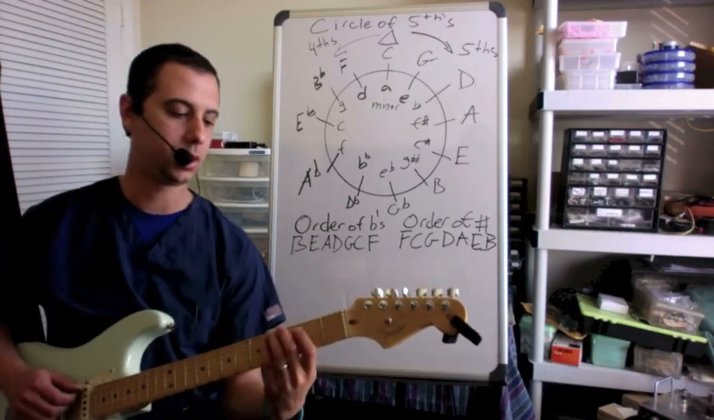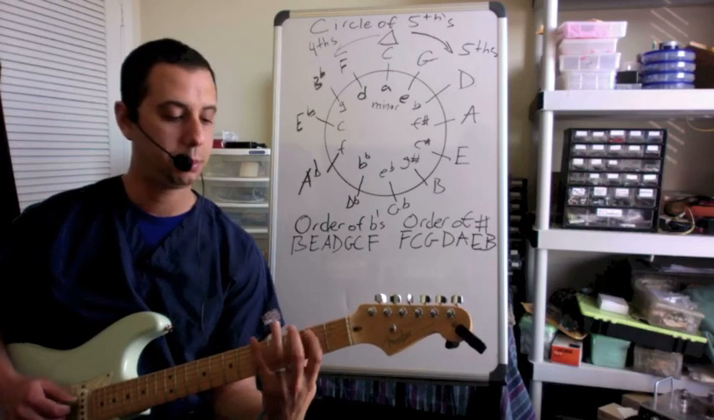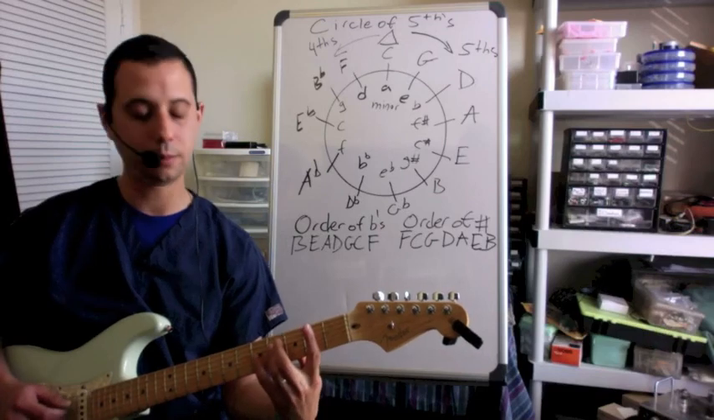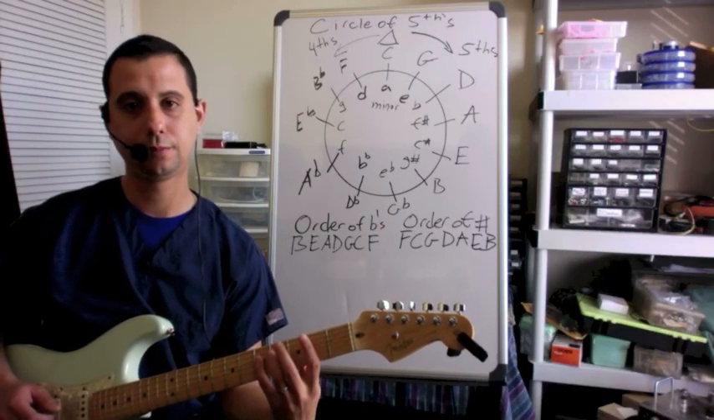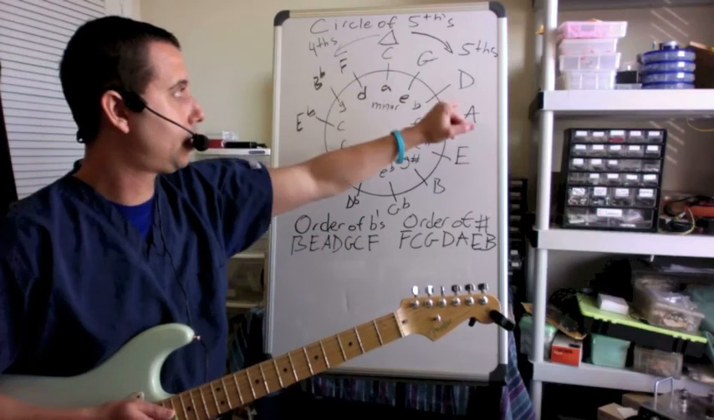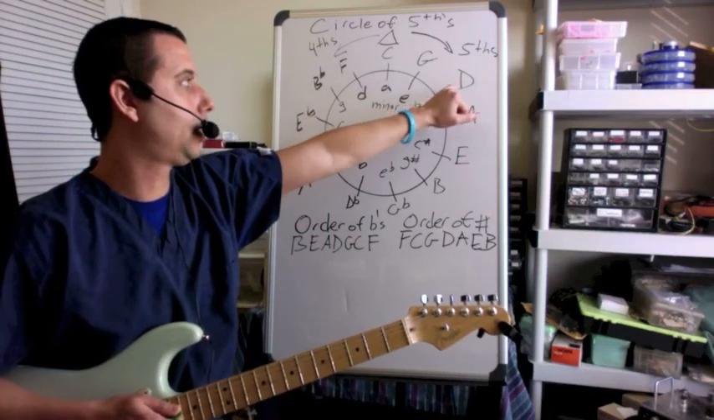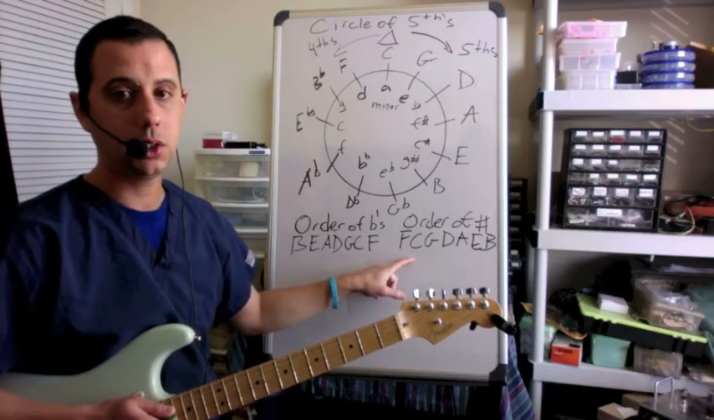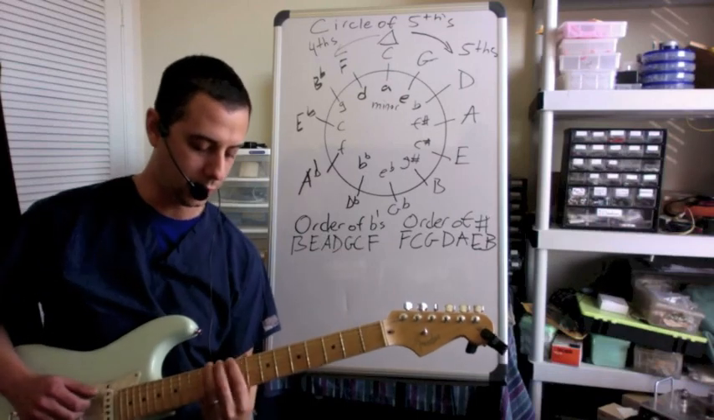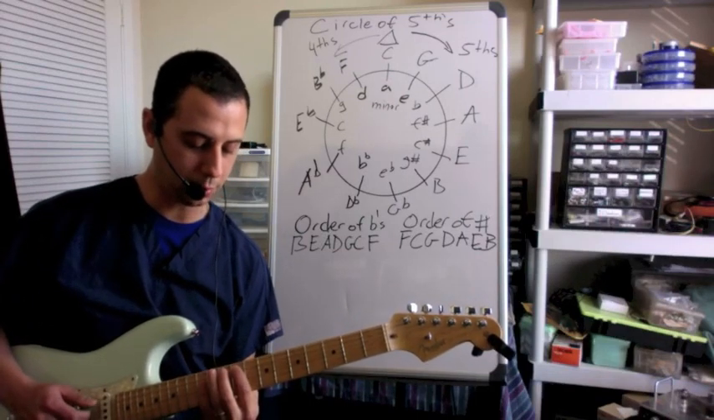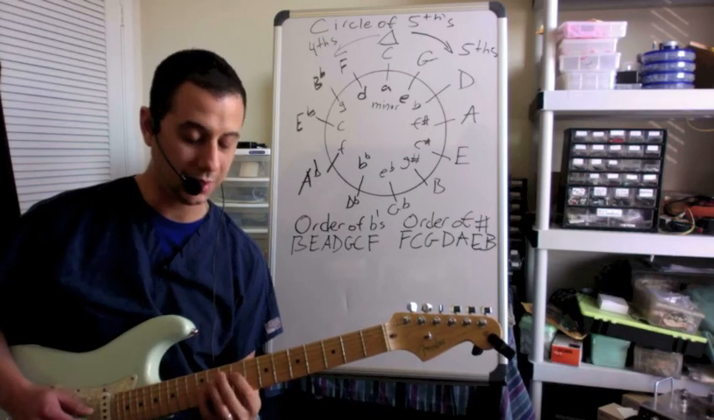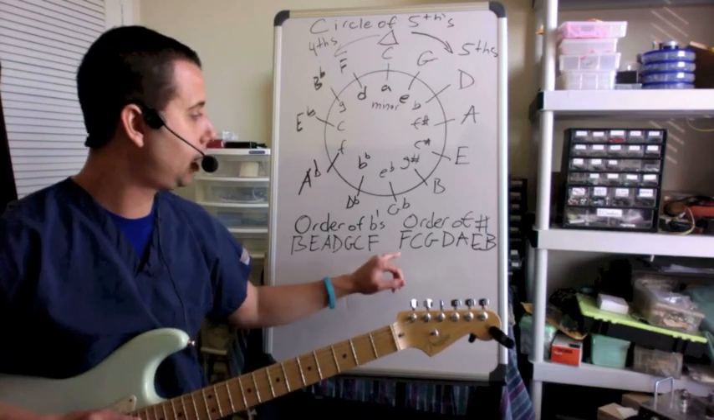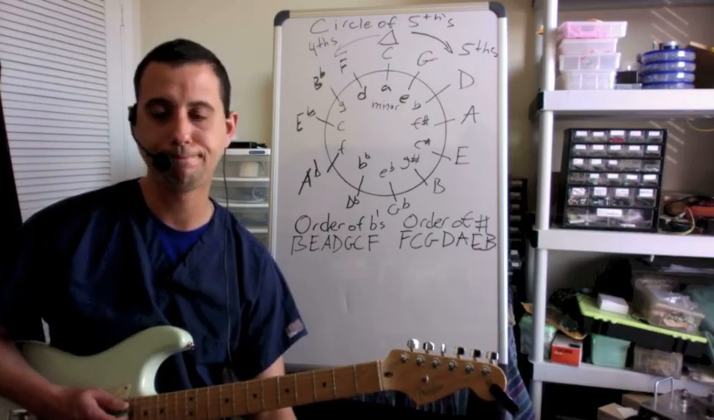So let's go through that. G, A, B, C, D, E, F sharp, G. So moving in this direction, we have 1 sharp. Now we're going to go to the key of D major, which will have 2 sharps, F sharp and C sharp. Let's do that one. D, E, F sharp, G, A, B, C sharp, D. So there was my F sharp and my C sharp in the key of D major.